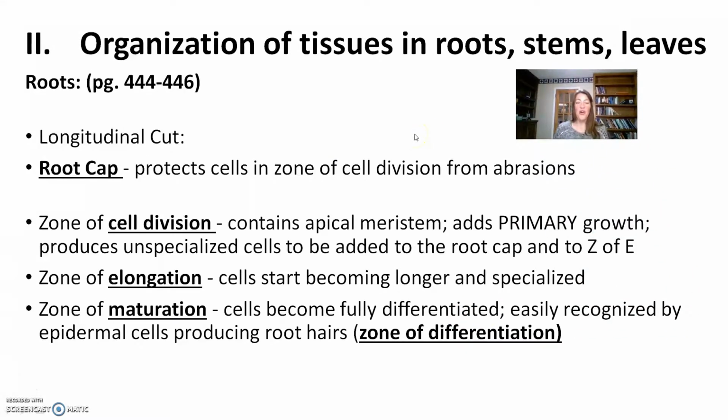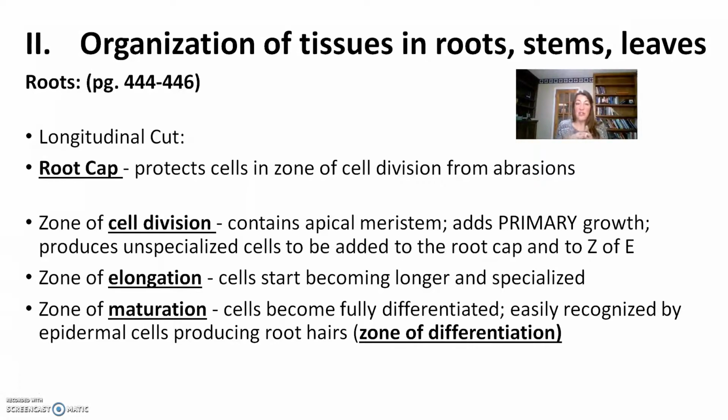Now let's move on to organization of tissues in roots, stems, and leaves. If you take a longitudinal cut, so that's the long cut, so a plant's growing like this, and the longest one would be going down. Okay, at the very tip you have what's called a root cap. So we're looking at roots here. The root cap is going to be the very end.